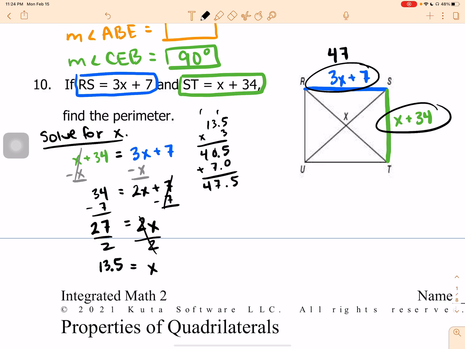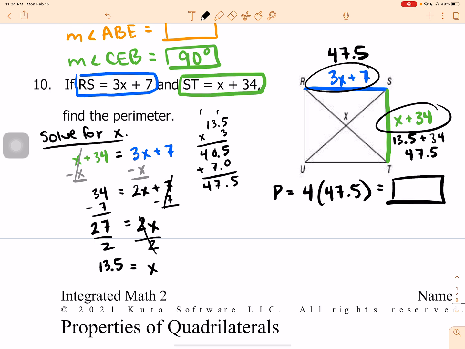So I got 47.5. I should get the exact same thing here if I did 13.5 plus 34. Yep, that should be 47.5. That was a horrible 7. 47.5. So there's four sides of a square that are all equal. I could add 47.5 to itself 4 times, or I just know the perimeter is 4 sides times 47.5.